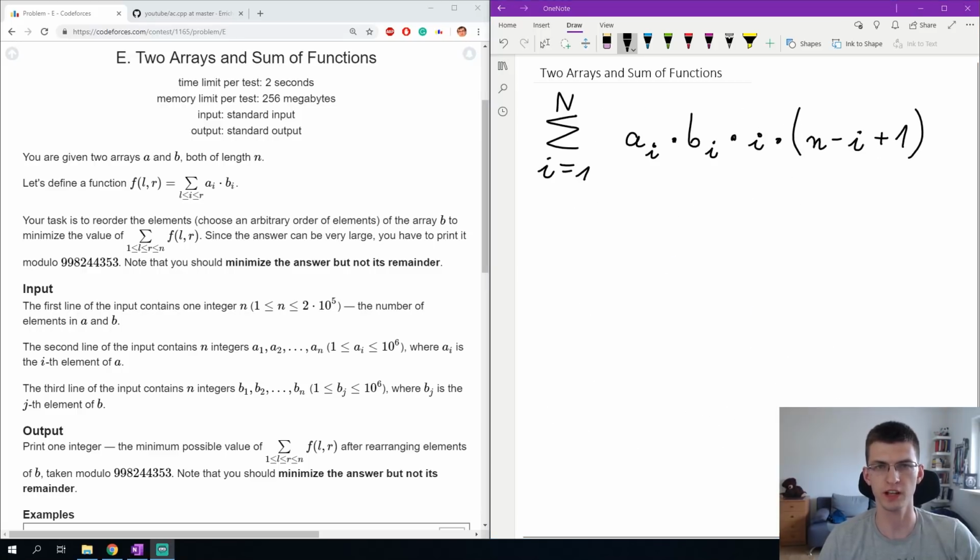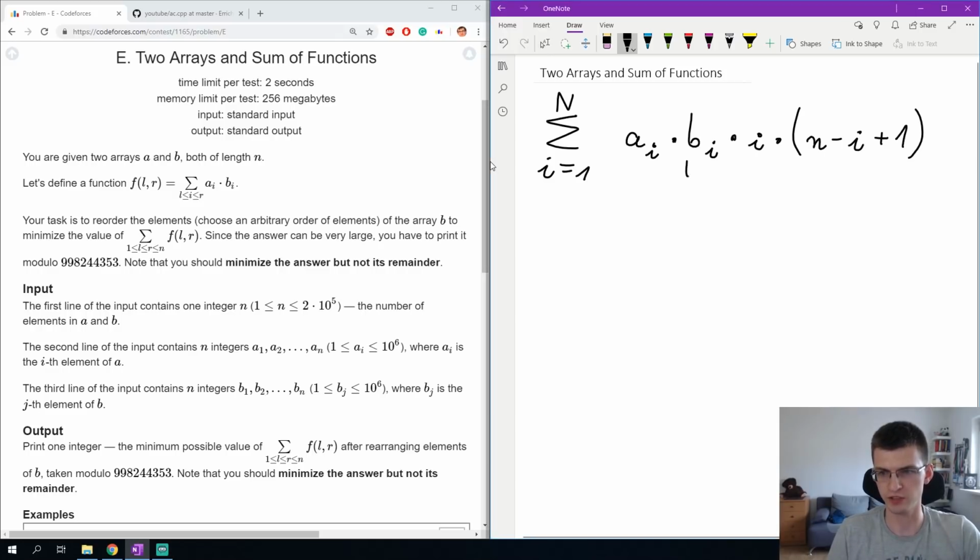After rearranging elements of B, we want the following sum to be minimal. The sum over AI times BI, the product, times the number of times it will be added to the sum, I times n minus I plus 1. And it helps in sub-problems to group elements of some formula into two groups and then do something with that. It happens very often with some convolution and FFT. Here, of course, we have something easier.